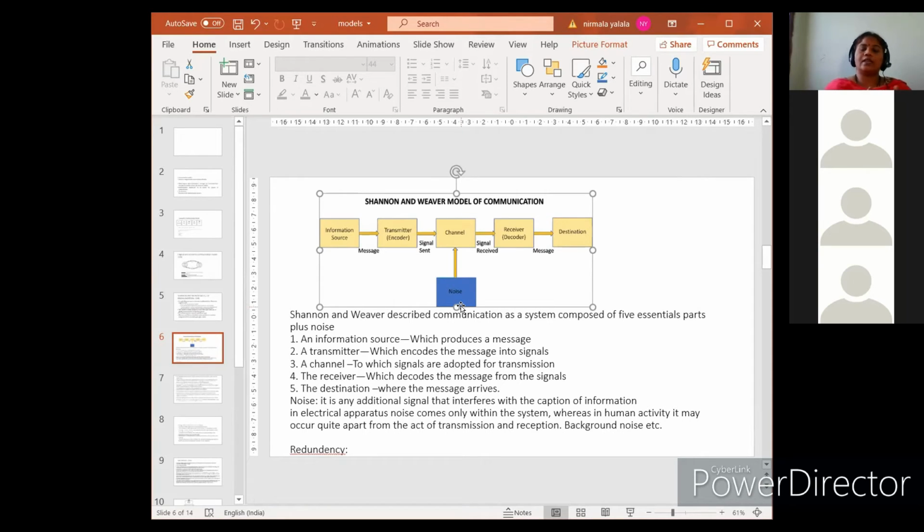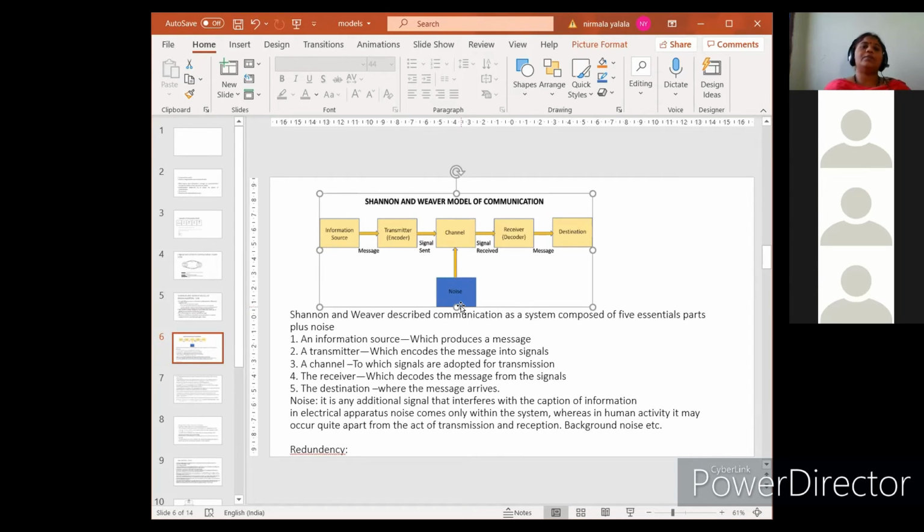If it is a mechanical barrier, the noise is something which is disturbing within the communication channel. So if the telephone headset is not functioning properly, or the cable wires are not good enough, then there is a barrier which disturbs the communication process. So that is a mechanical barrier, which is disturbing the communication process.